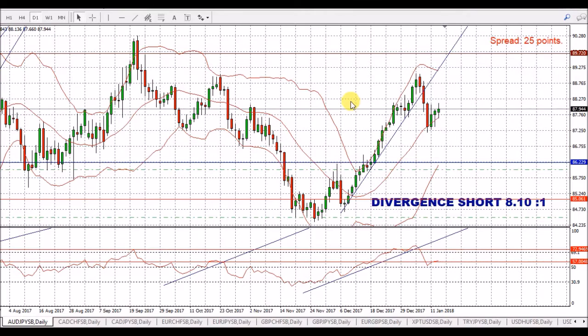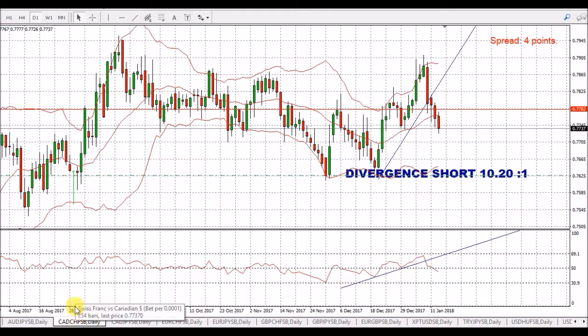AUD Japanese yen, same thing. I'm expecting weakness on the Australian dollar and a bit of strength on the yen. We've got a short divergence of 8.1 to 1 for the pair. We've actually broken the trend line. We've had 3 days where it's popped back up, and I'm expecting weakness to unfold for this pair. We came up above my resistance on the RSI, and I'm expecting it to turn back down. We'll see where that goes.